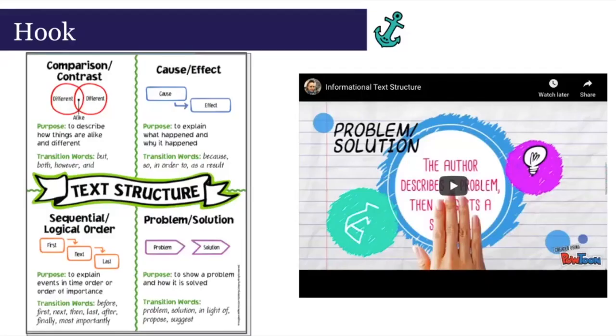Let's get started. All right, scholars, before we get started today, I want to share with you a brief video that will provide us with the definition of the different types of text structure we see and how the information can be organized in different ways to support the author's purpose. As you watch, in your reader's notebook, write down some of the structures that you noticed. Be prepared to discuss.